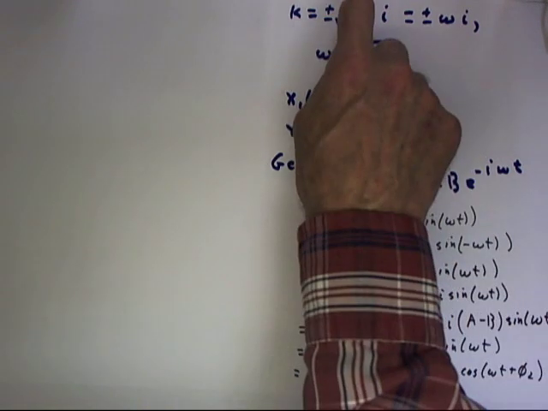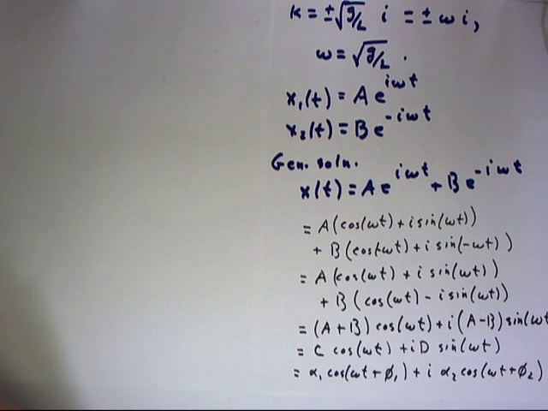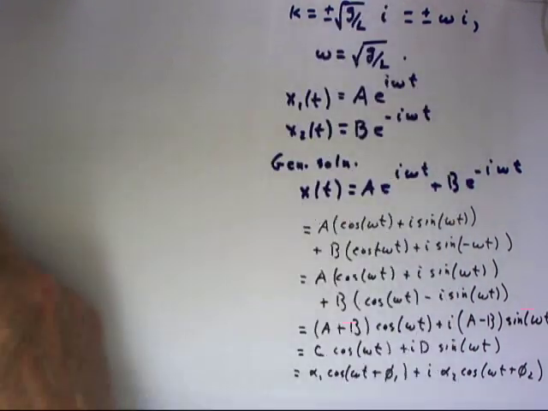Omega is the square root of g over L, where L is the length of the pendulum, and once more this applies to a simple pendulum oscillating with an amplitude much less than its length.